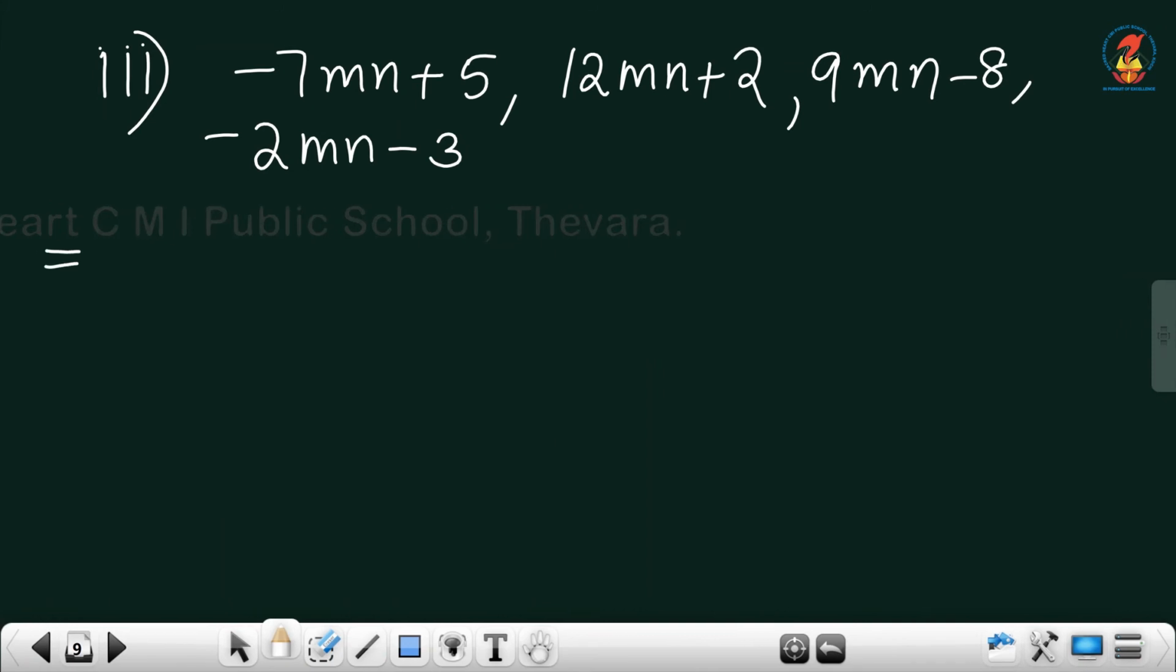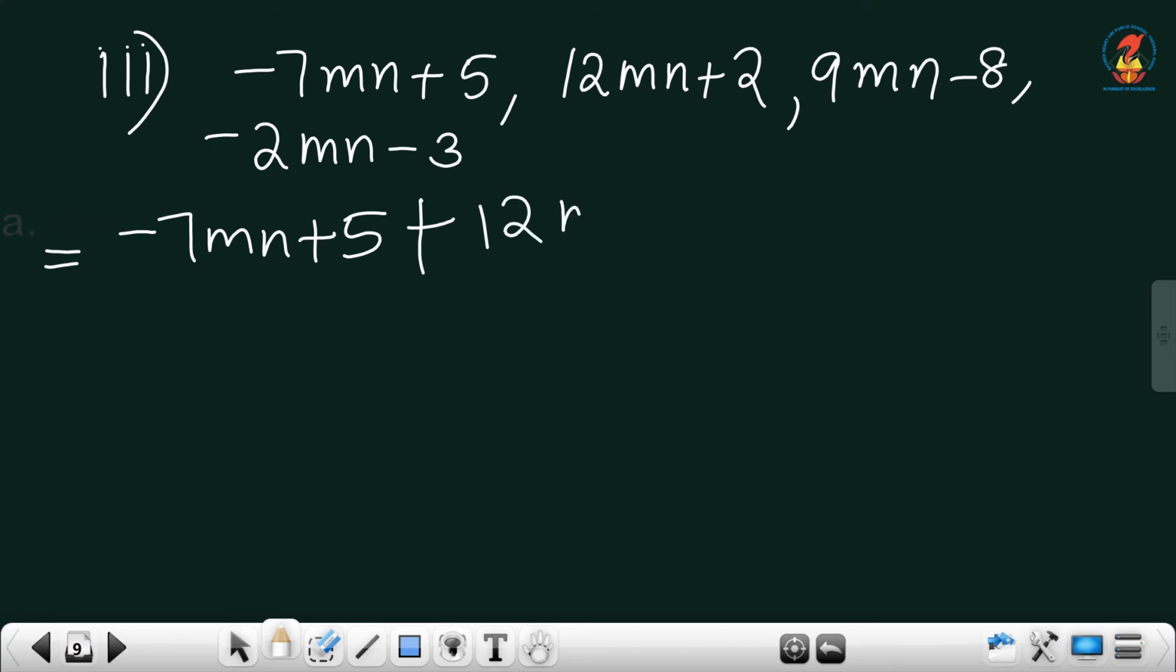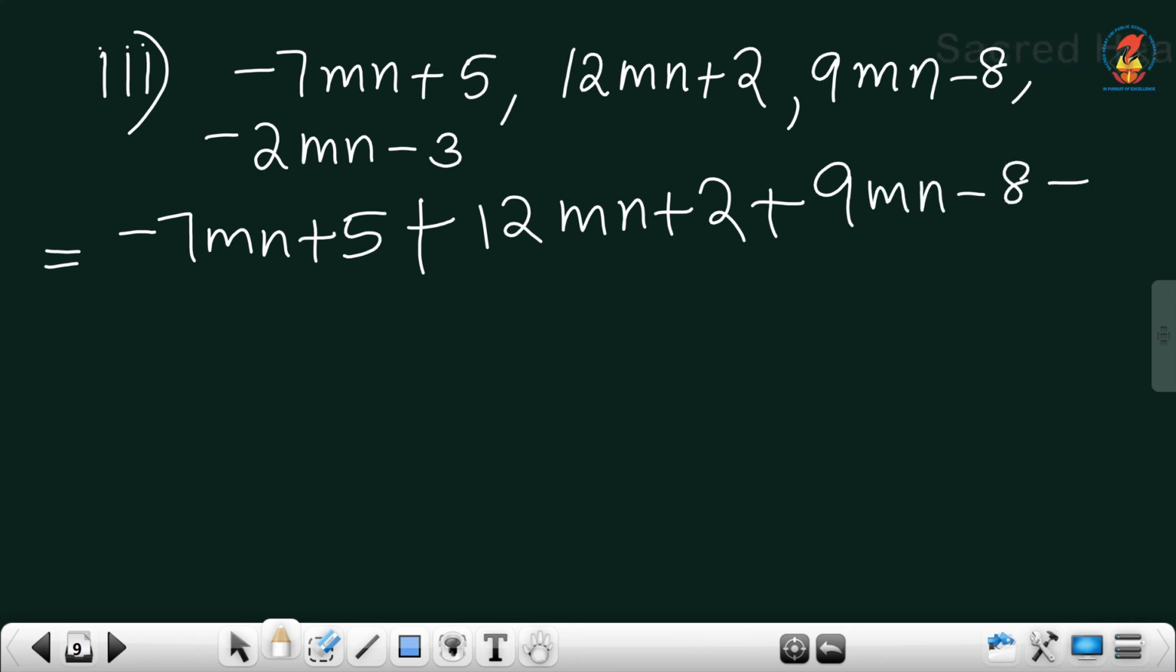Negative 7mn plus 5. If the question is coming like this way, what you have to do first? Put the addition sign and write the expression completely. 12mn plus 2 plus 9mn minus 8 plus negative 2mn minus 3. Now, what is the next step?